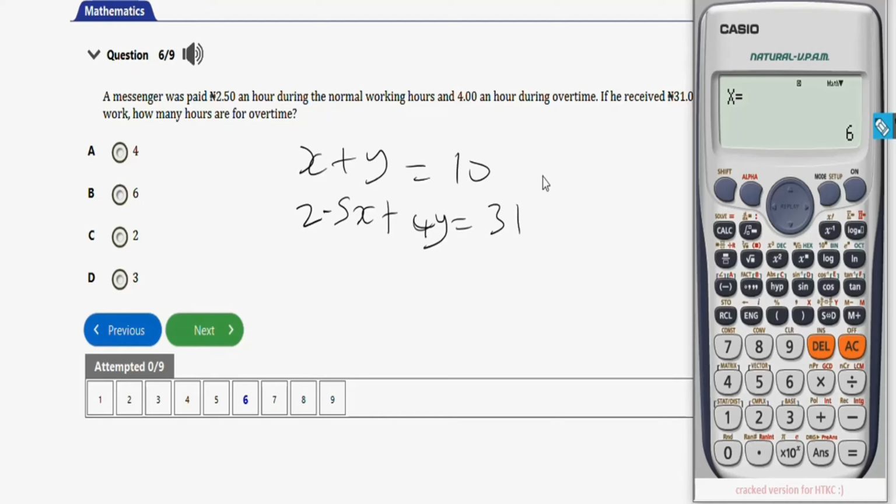Well, what we want is the value of y. Then y will be 4. So the overtime hours that resulted to 10 hours is 4. So the right option is option A. Okay, so that's it for this question. Let's wipe this now and solve the next repeated question.